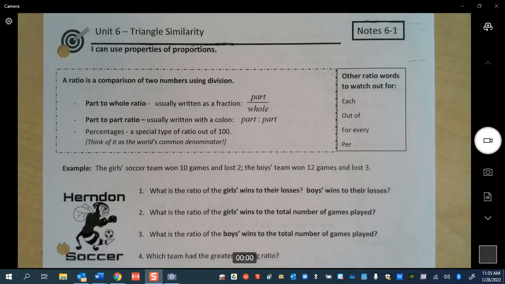What is she going to ask you? Out of what? I got 8 out of 8 on the quiz. 8 out of 10. 8 out of 20? Right? So that denominator tells a pretty big part of the story.